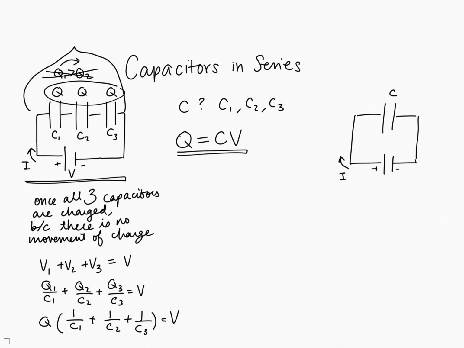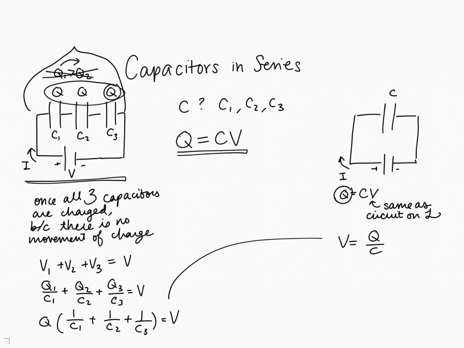Now, what if we look at this side? Well, we have the same idea where Q equals CV. And our V is the same as our circuit on the left. We also look at the Q, and in this case it is going to equal the same Q as over here. So we have that V is equal to Q over C. And if we set these two to be equivalent, we find that Q times 1 over C1 plus 1 over C2 plus 1 over C3 is equal to Q over C.